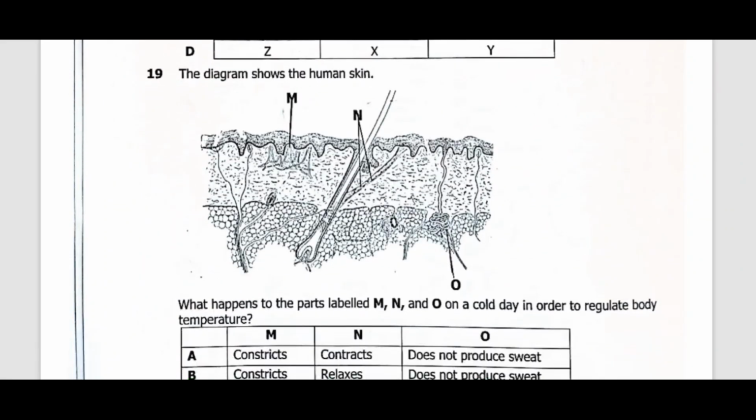Then for question 19, the diagram shows the human skin. Okay, so M, we have the blood vessels. Then for N, these are sebaceous glands. They produce a wax-like material. Then O is a sweat gland.